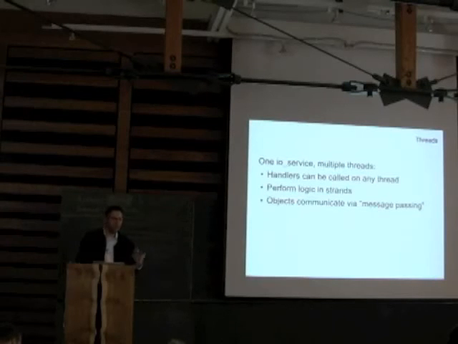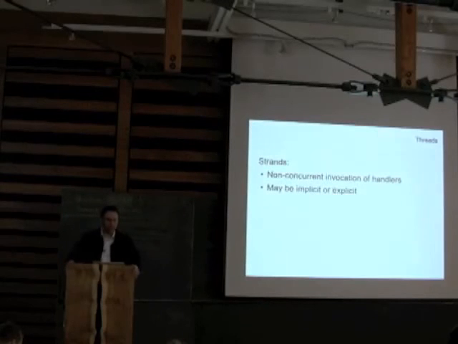But similarly to the previous design approach, all objects really should communicate by message passing anyway, but this time it's because of the strands. Okay, so a strand, at a high level, you should just think of as a set of handlers that don't execute concurrently. And a strand can be implicit. So if you just run one IO service from one thread, so your entire program is single-threaded, then I call that an implicit strand, because it's implied that your handlers will not execute concurrently.